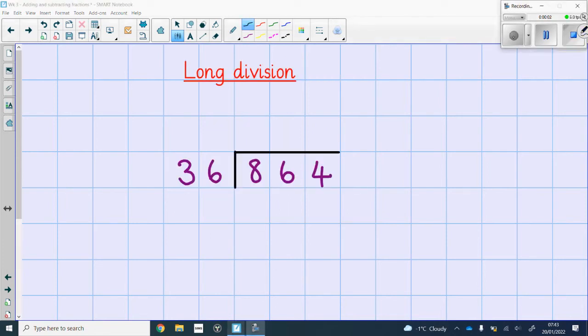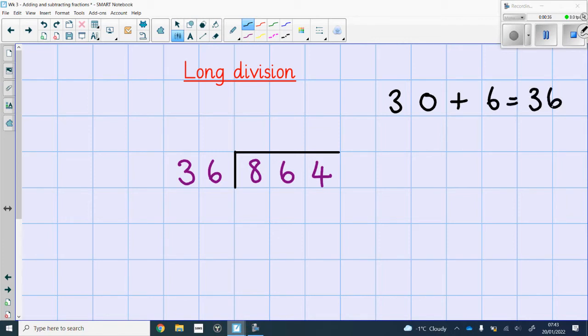And now long division. So for long division, our divisor, which is the number we're dividing by, is a 2-digit number. And it will be a number that the children are not familiar with the multiplication tables for. So in class, to make this less daunting, we've been teaching them to write out their times tables first, and then they can complete the calculation. As they won't know their 36 times tables, we partition it into tens and ones. So 30 plus 6.